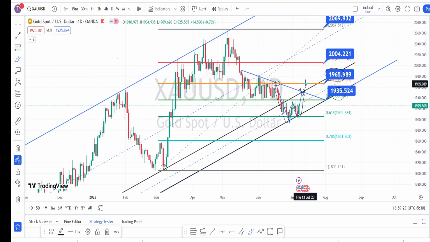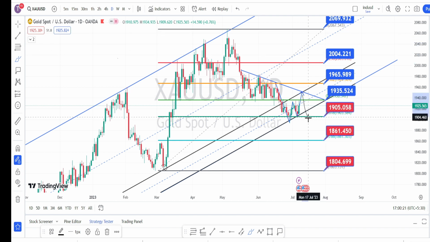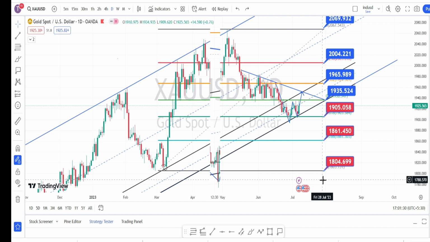And if the price manages to break this resistance level of 1965, the next level of resistance is going to be around 2004 and 2069. And for now, the current trend of the price action in the daily time frame is a bearish trend. Let us look at the price action for the hourly time frame.